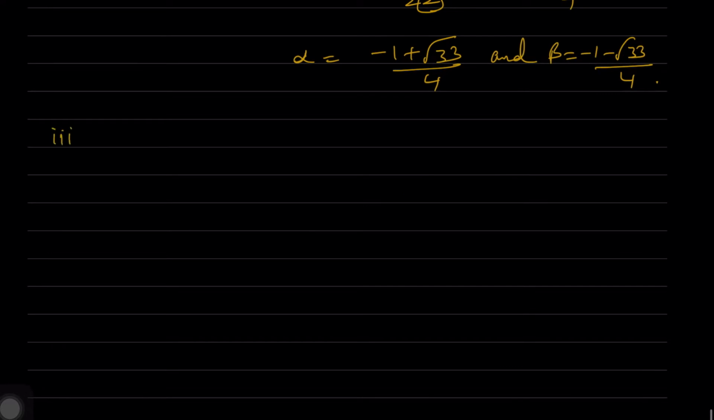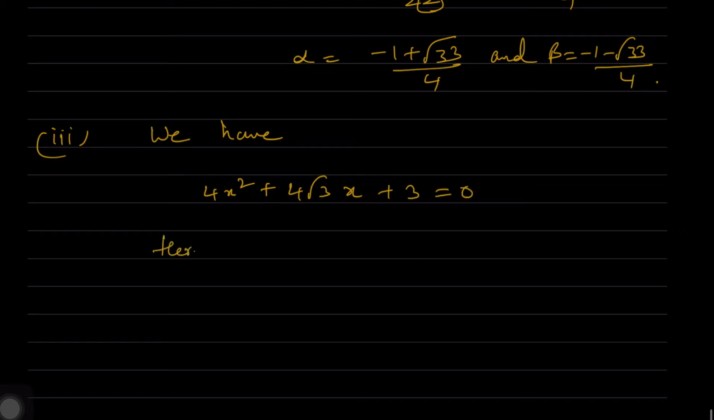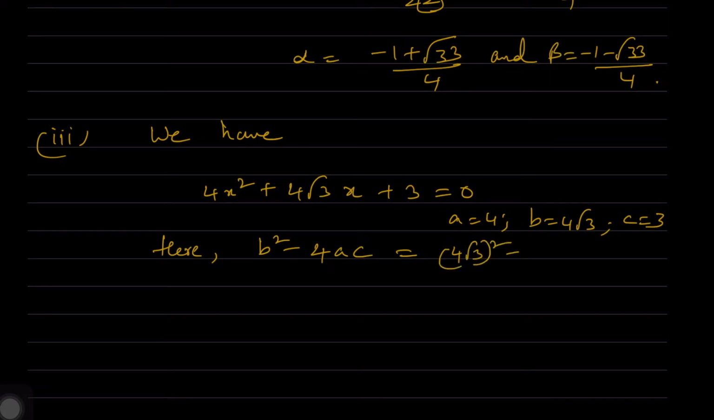The third one, we have 4x square plus 4 root 3 x plus 3 is equal to 0. Here, for b square minus 4ac, first we'll put a is equal to 4, b is equal to 4 root 3, c is equal to 3. So now putting it in this, we are getting 4 root 3 whole square minus 4 into 4 into 3, which is equal to 48 minus 48, which is equal to 0.